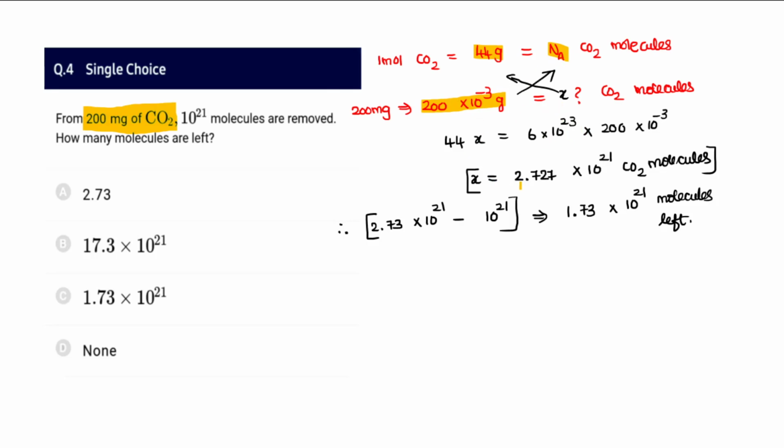By cross multiplying, we will come to know that 2.727 into 10 power 21 CO2 molecules are present in 200 mg. Then 10 power 21 molecules are removed. So subtracting from that, ensure when you subtract scientific notations that the exponents are exactly equal. Otherwise, be cautious, make them equal and then subtract or add. So here we must subtract. 10 power 21 is taken commonly out. So 2.73 minus 1 is 1.73. So the answer matching is again option C.